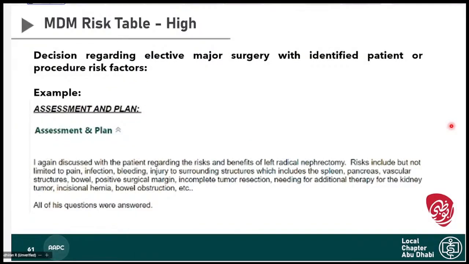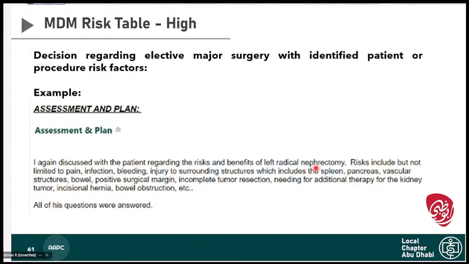So next we will discuss decision regarding elective major surgery with identified patient or procedure risk factors. We already discussed separately what is elective major surgery and what is the risk. Here we have the example. So again, I discussed with the patient regarding the risk and benefit of left radical nephrectomy. So the provider will plan to do the nephrectomy. Nephrectomy is nothing but removal of kidney.